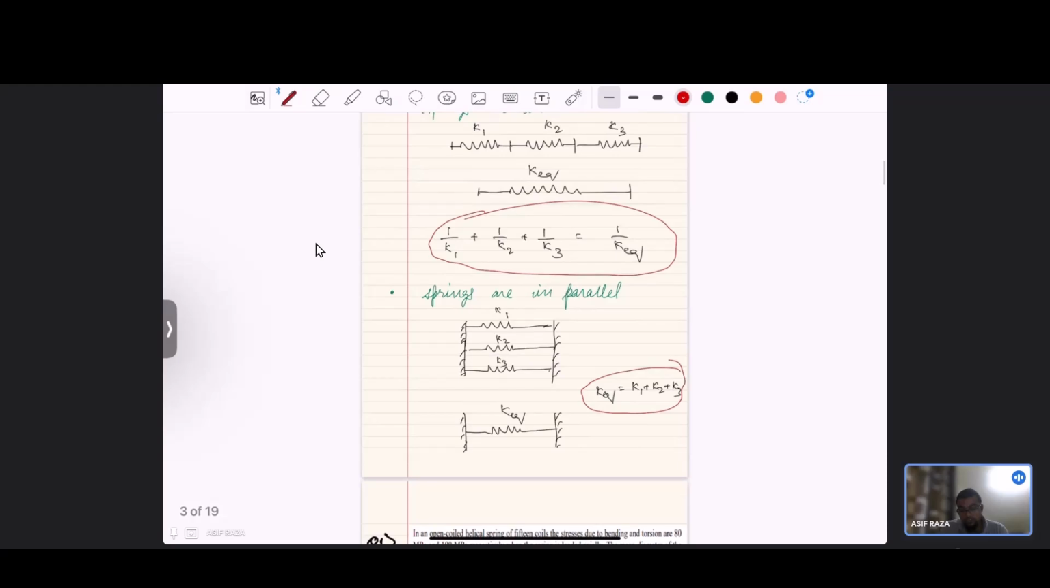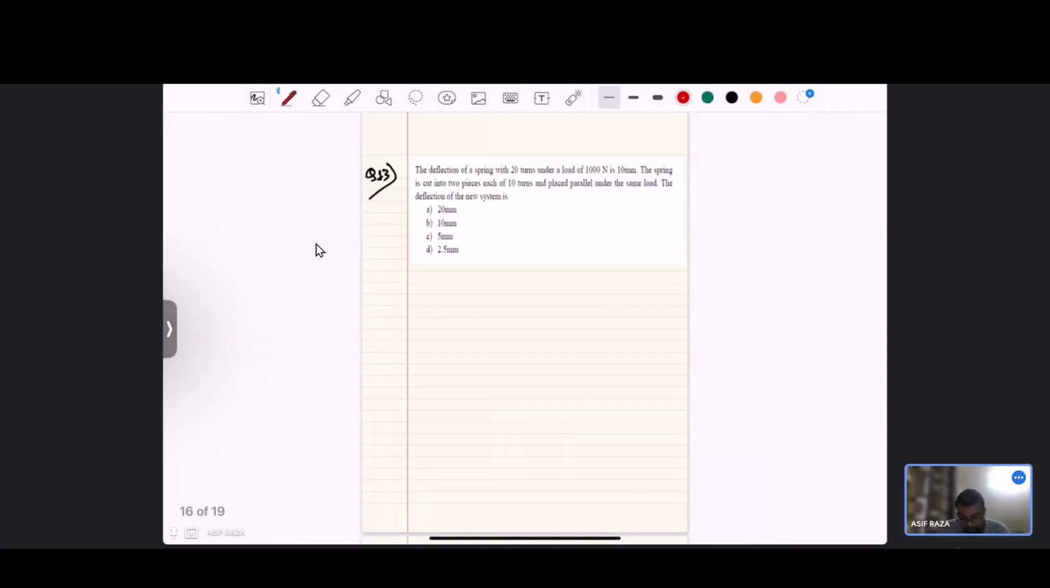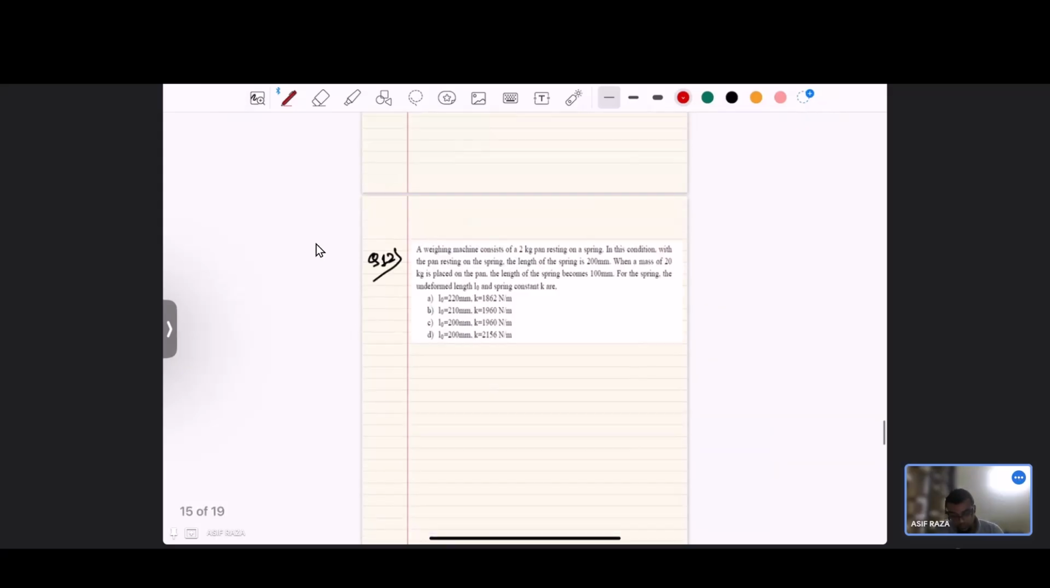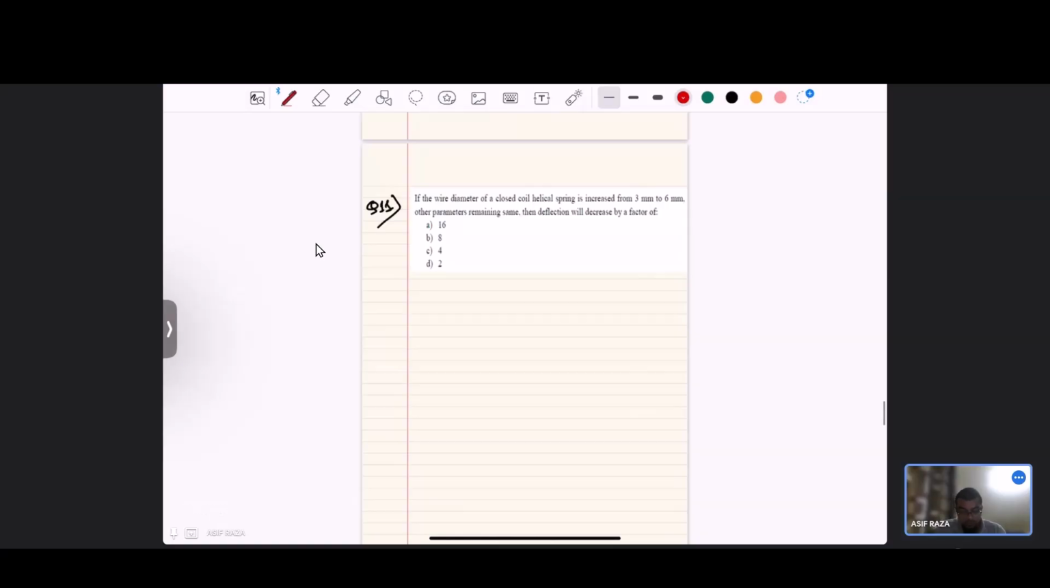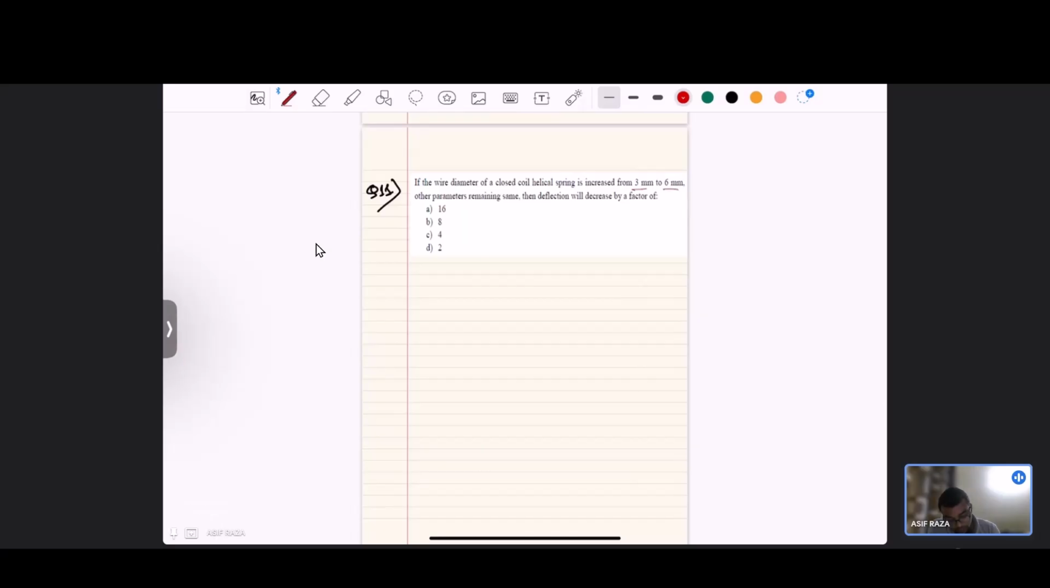Okay, so let's start solving questions. I'll start with a simple question first. The question is, if the wire diameter of a closed coil spring is increased from 3 mm to 6 mm, other parameters remaining same, then deflection will decrease by a factor of.